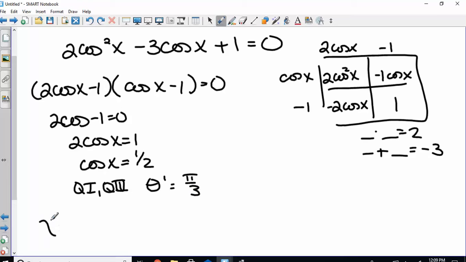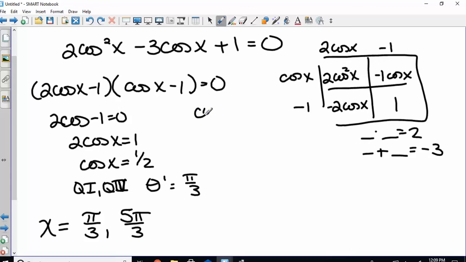So my angle, which is just a plain x, in quadrant 1, pi over 3 is pi over 3. In quadrant 3 would be 4. Oh, no, that's not a 3, that's a 4, isn't it? If I could read my own handwriting, that would help. That's a 4. Okay, in quadrant 4, pi over 3 is 5 pi over 3.